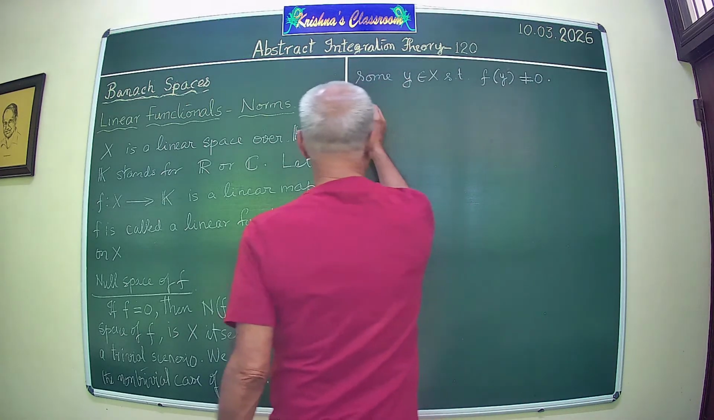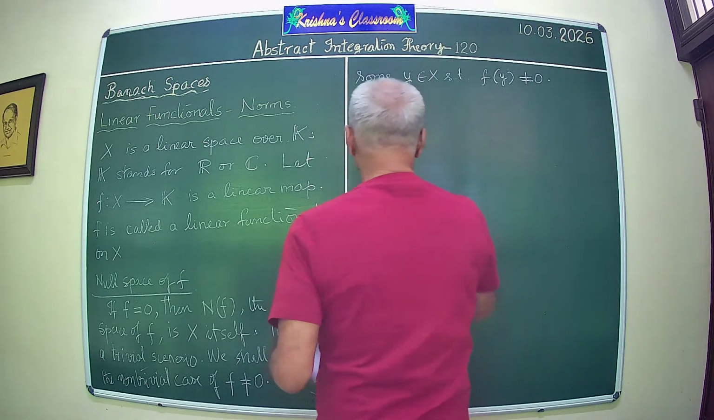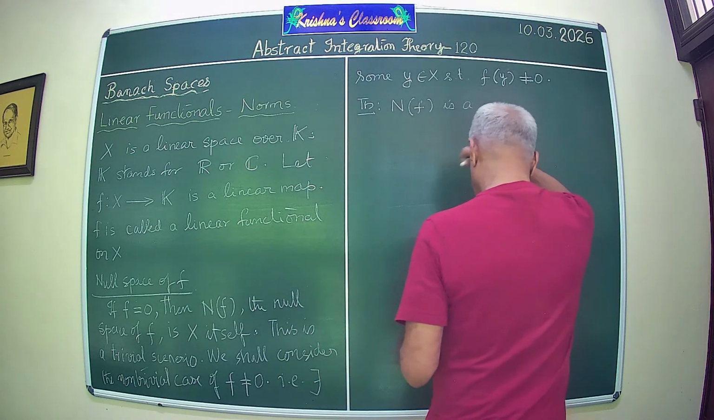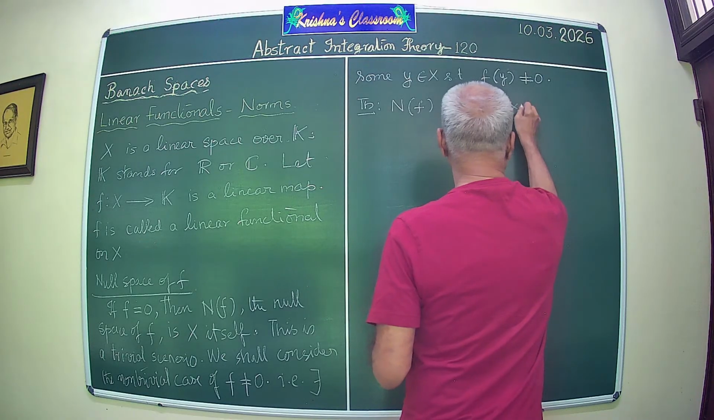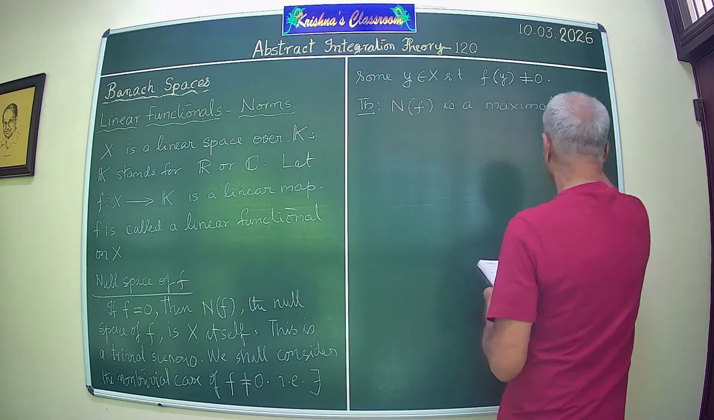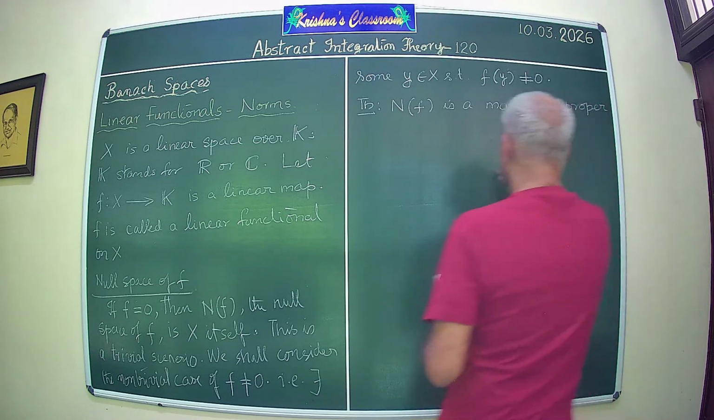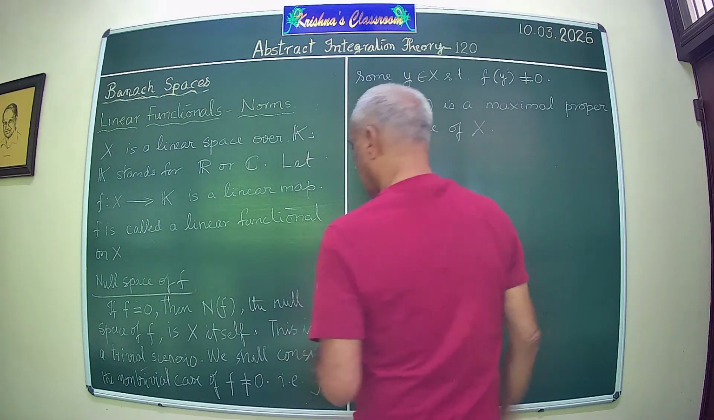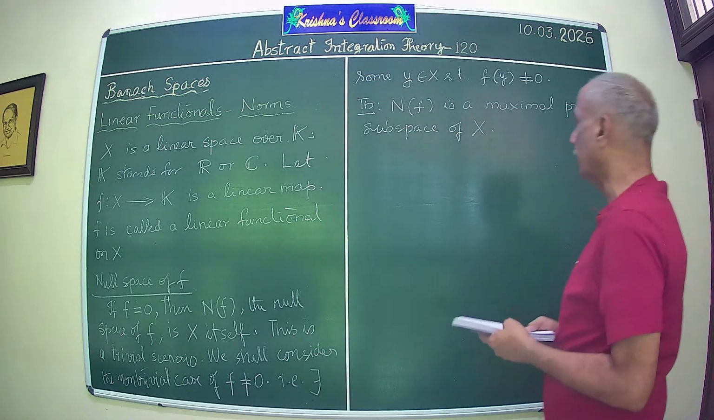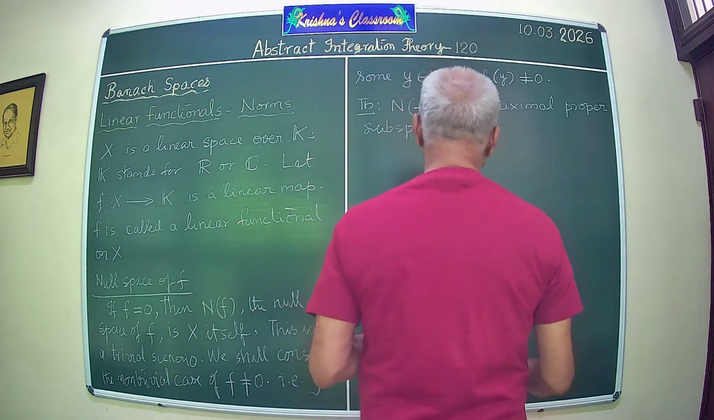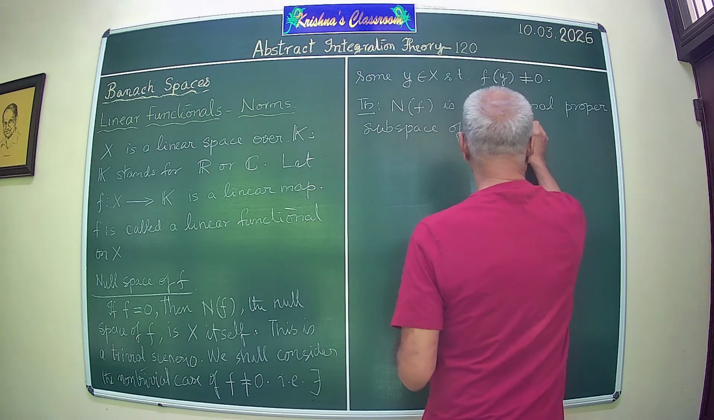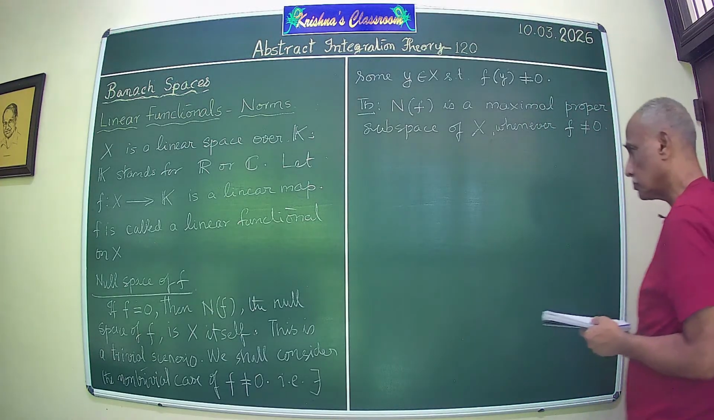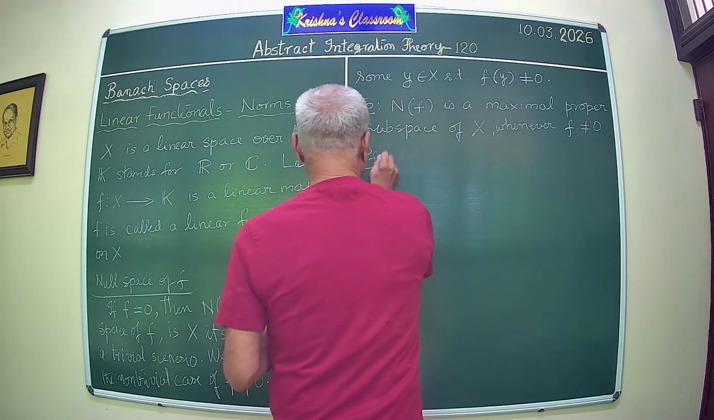Now we have the following theorem. The null space of f is a maximal proper subspace of X. Null space of f is a maximal proper subspace of X. So we shall quickly give a proof of that.